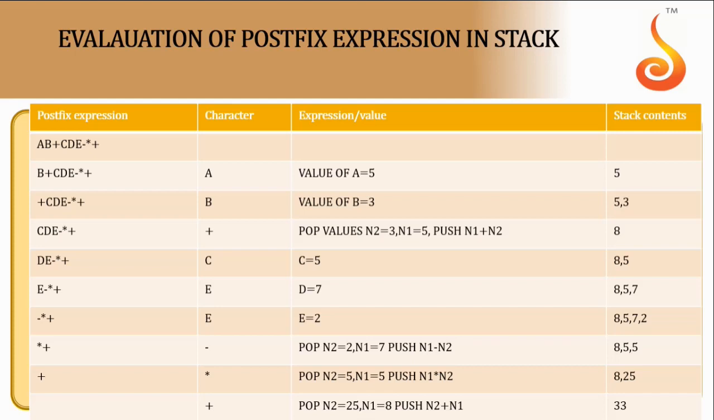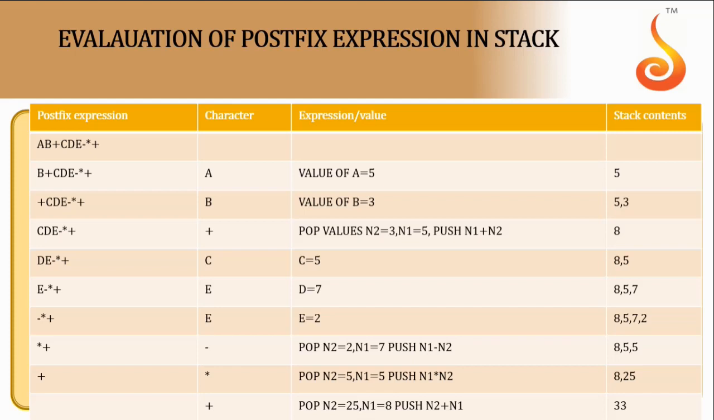The value of A is 5. Please don't keep thinking about how you got A equal to 5. A can be 10, 15, whatever. But in this example, I'm taking the value of A as 5, B as 3, C as 5, D as 7 and E as 2. With these values, we are going to evaluate this expression and get a result or an output for it. So what is the postfix expression? A, B plus C, D, E minus star plus.